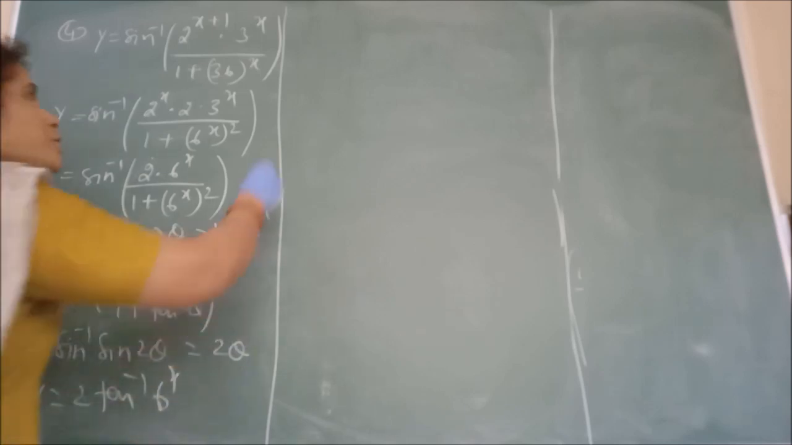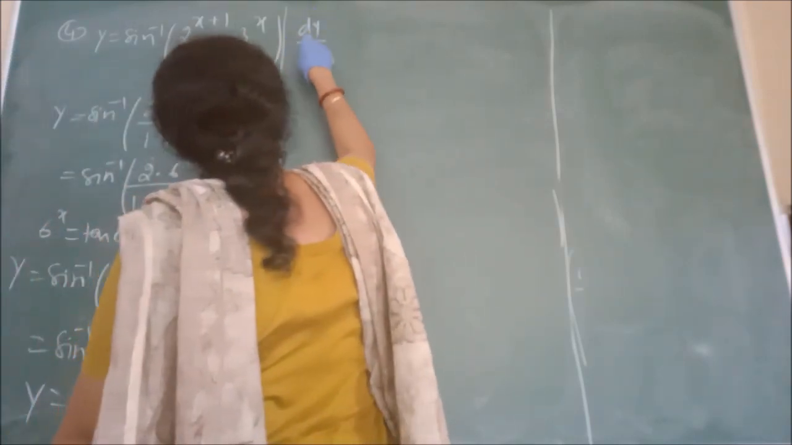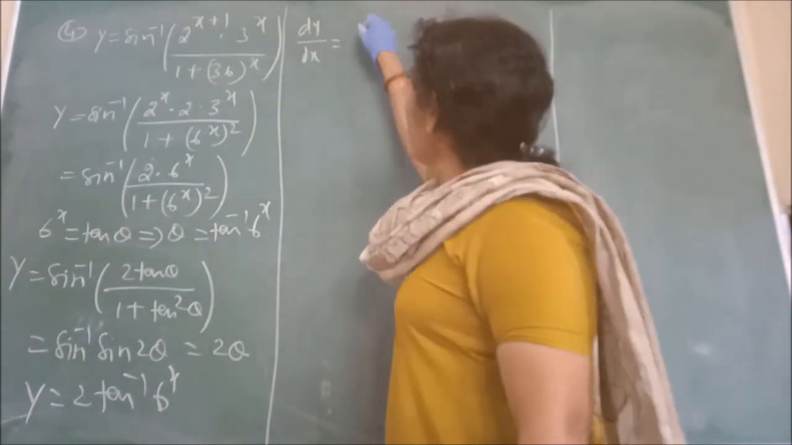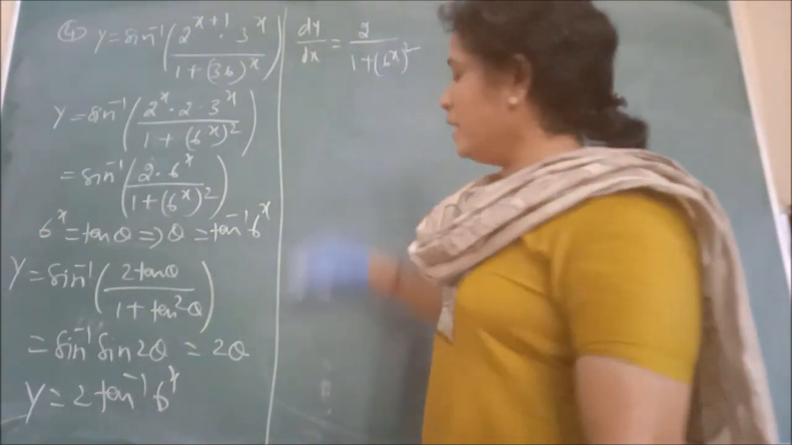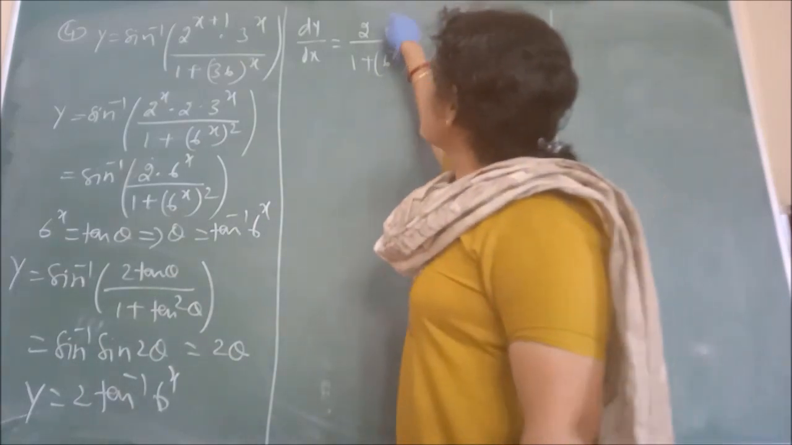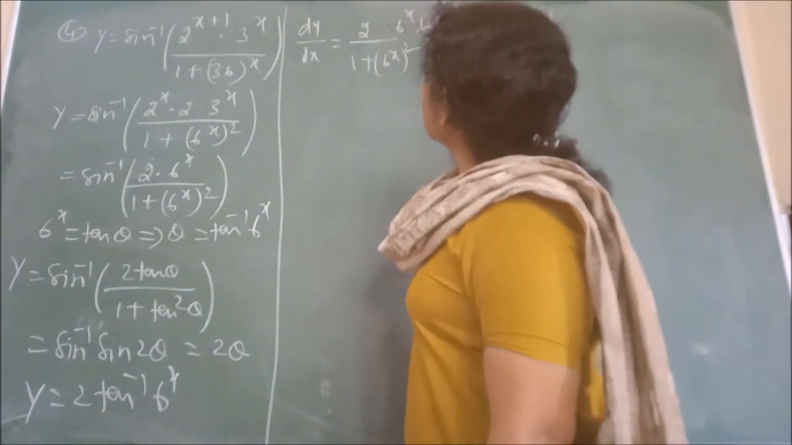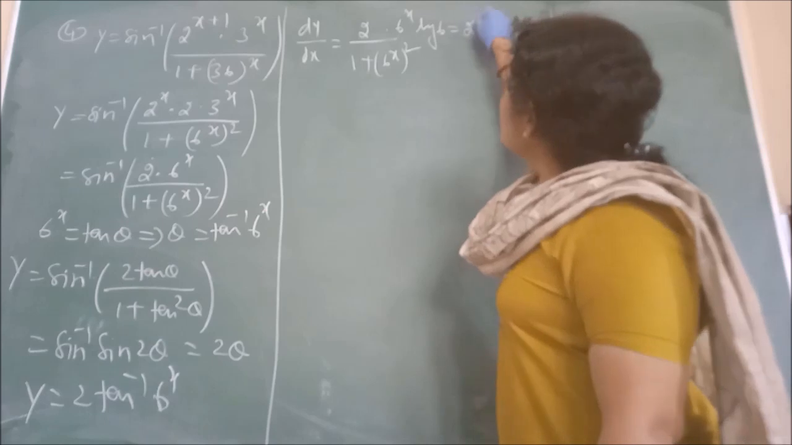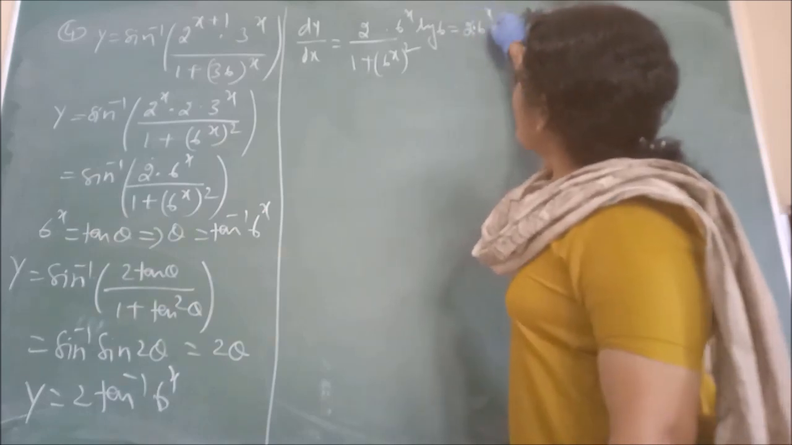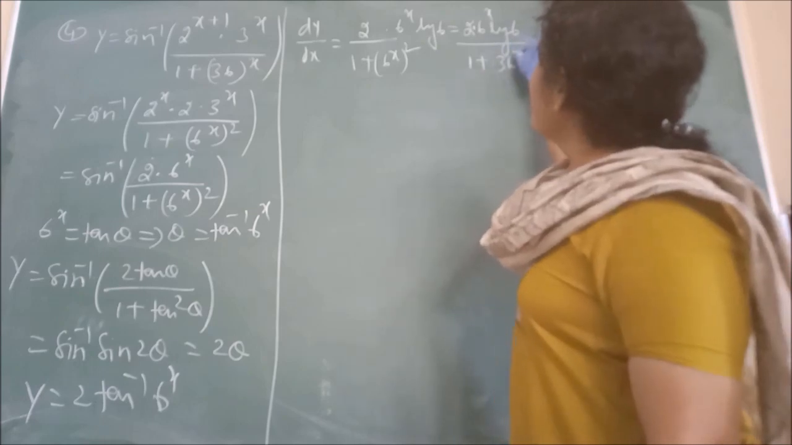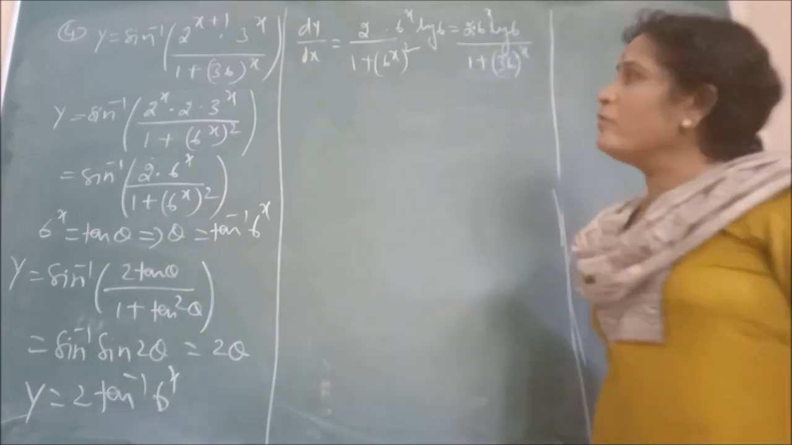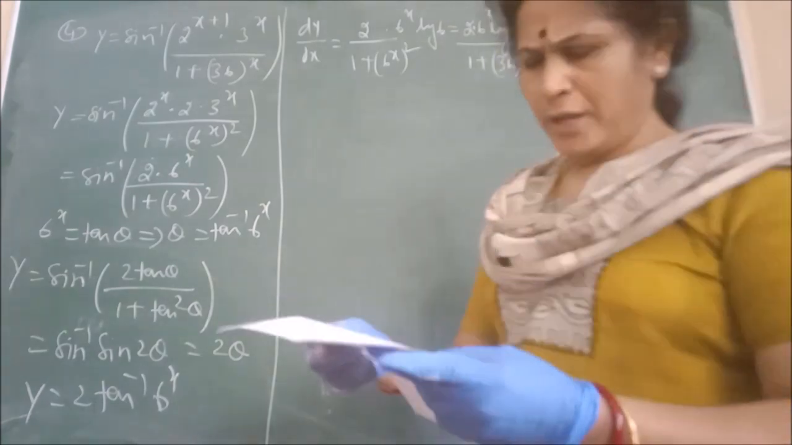Now differentiation: dy by dx equals 2 upon 1 plus (6 power x) the whole square, into the differentiation of 6 power x, which is 6 power x into log 6. So the final answer is 2 into 6 power x into log 6, the whole upon 1 plus 6 power 2x. Are you clear, beta?